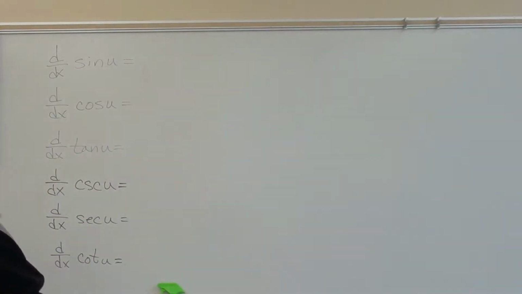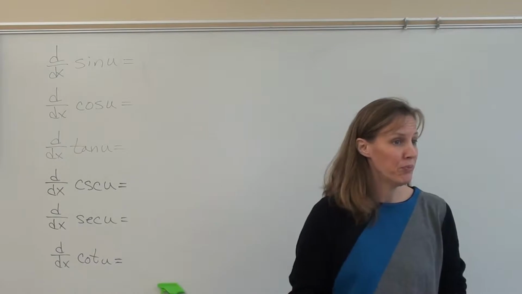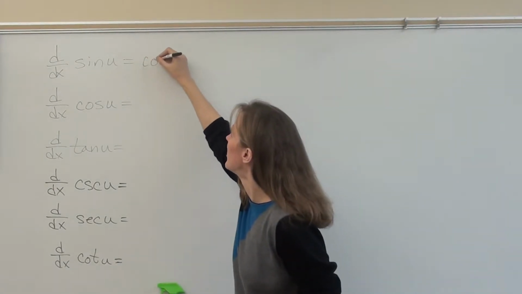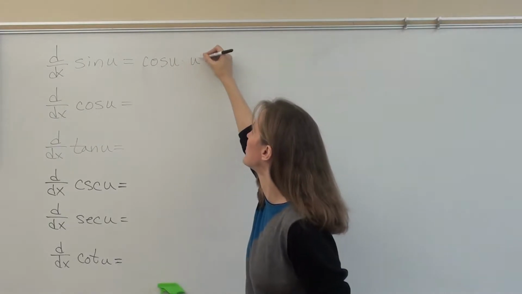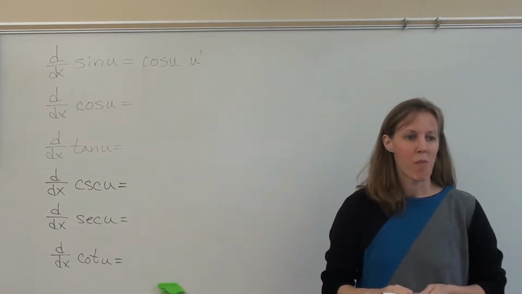Okay, so I'm just going to jump right in and tell you the derivative of sine u is cosine u times u prime. Cosine u times u prime.